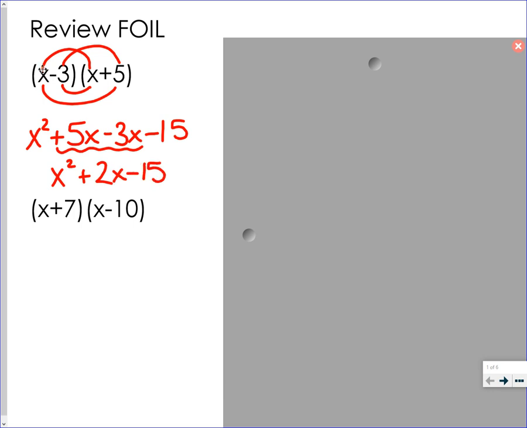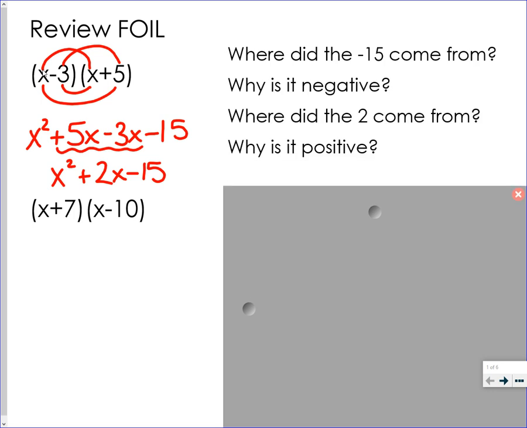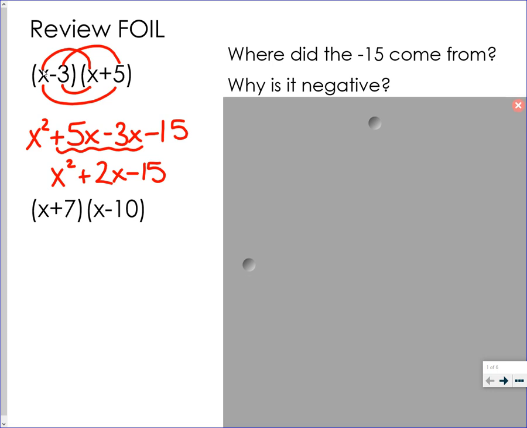So let's take a look at some of those numbers. Where did the negative 15 come from? Right, that came from, let me cover up what we don't need for a minute here. The negative 15 came from multiplying negative 3 times positive 5. And it's negative because they're different signs, right? If they were the same signs, we would get a positive 15. If they're different signs, I don't care which one's bigger or smaller. If they're different signs when I multiply, I'm going to get a negative number.